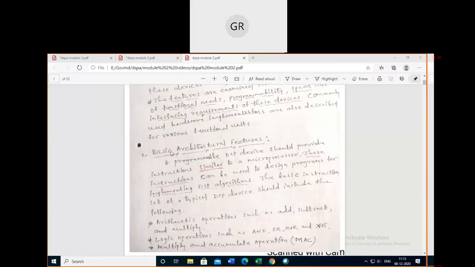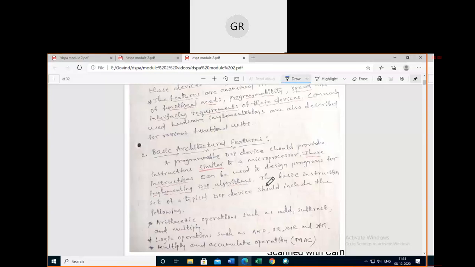Now we'll discuss the basic architectural features. What features are required to implement this? A programmable DSP device should provide instructions similar to a microprocessor. These instructions can be used to design programs for implementing DSP algorithms. Here, the DSP processor has instructions similar to the microprocessor, and those instructions are used to implement the DSP algorithm.